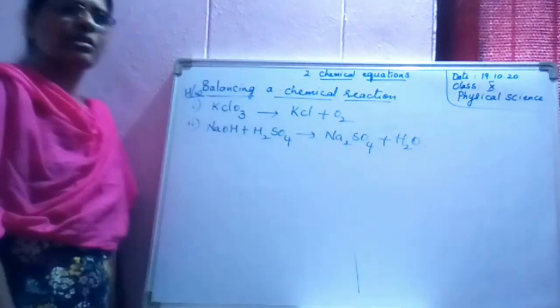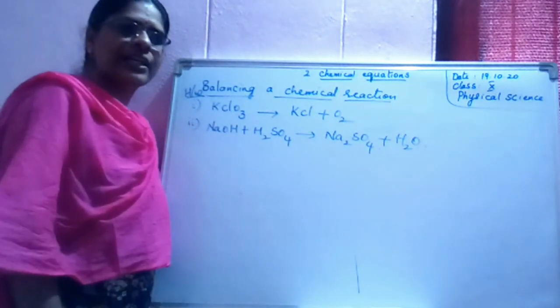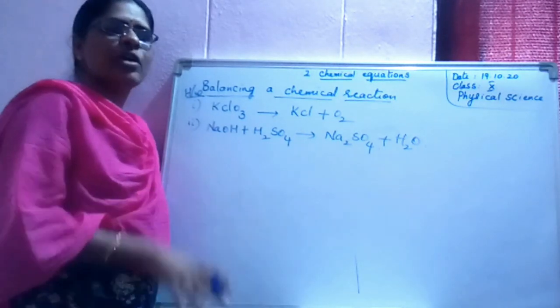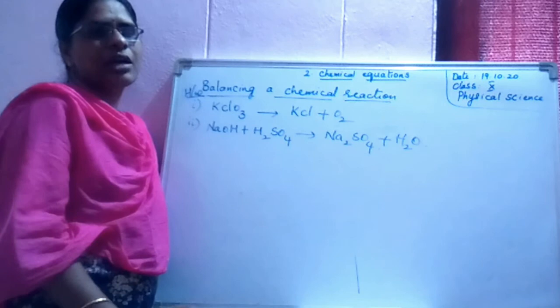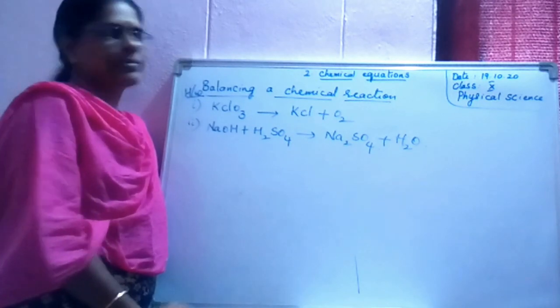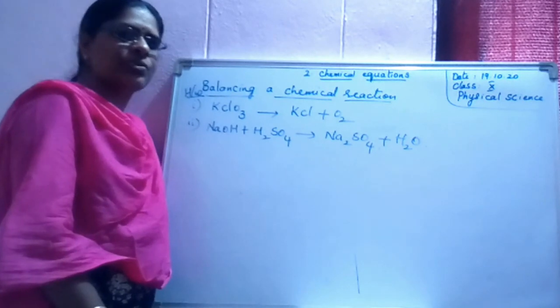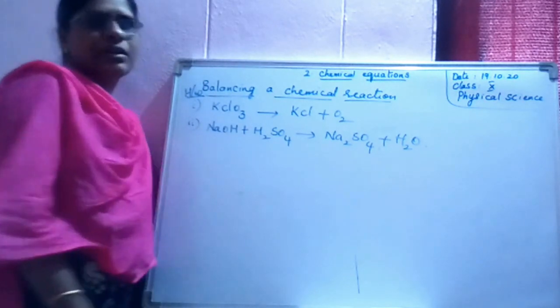Okay children, these are the two chemical equations you must balance in your homework book. Okay, I will check them. Try to solve these two. In the next class I will tell you. Okay, thank you children.